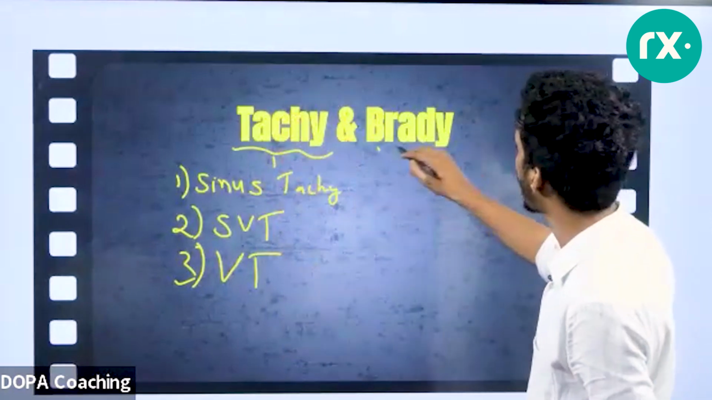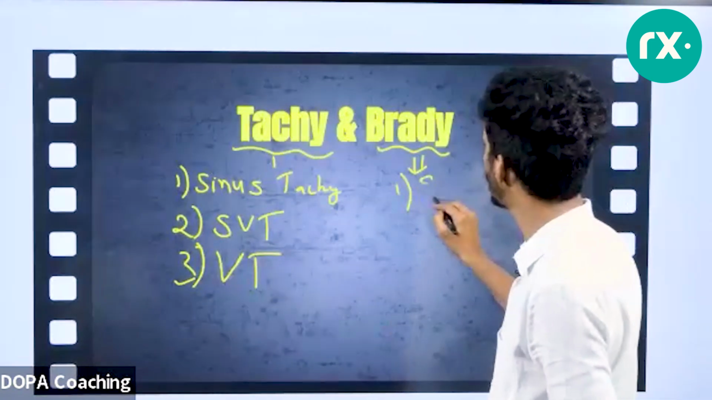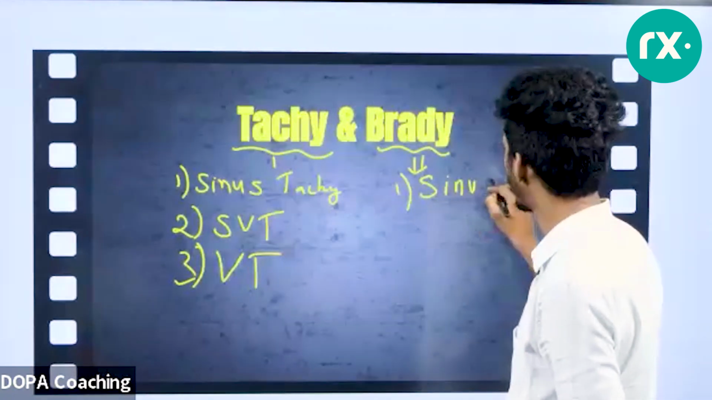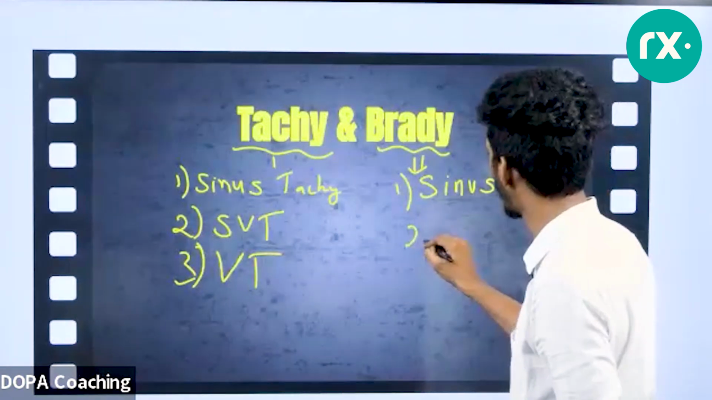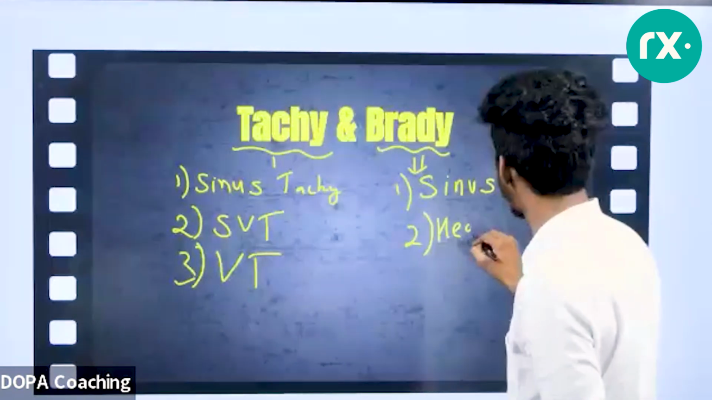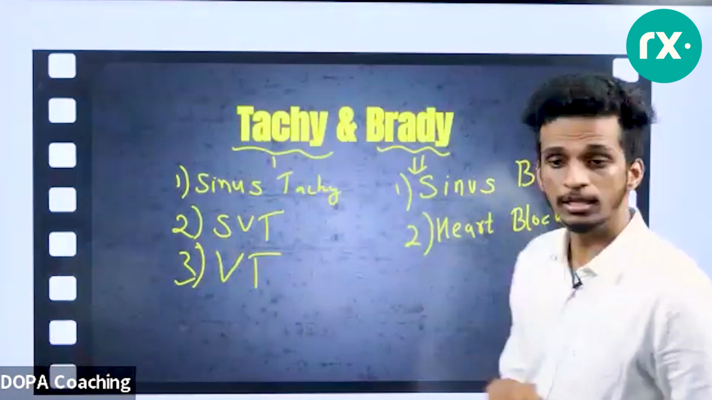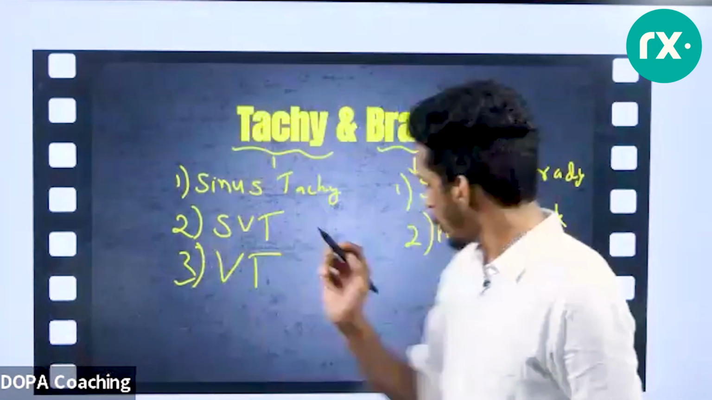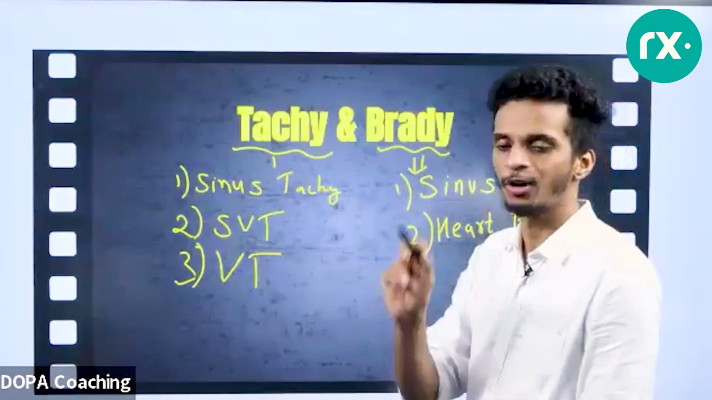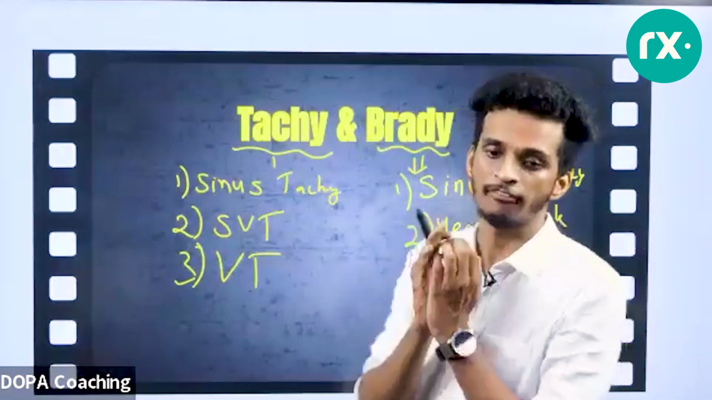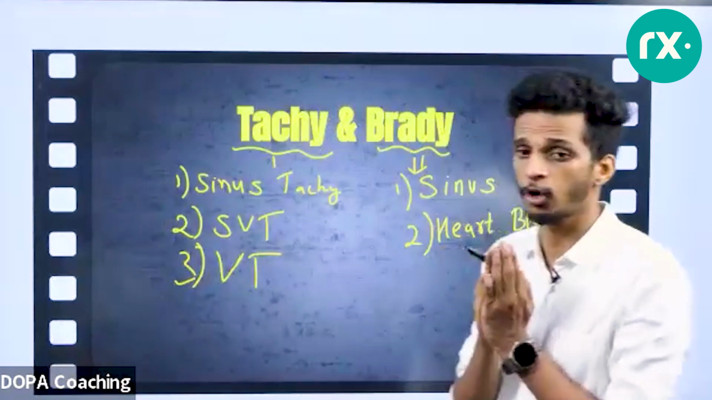And speaking of bradycardia, you can see it in many conditions, but usually you need to remember 2 conditions here. One is sinus brady, and the second one is heart block. Is it clear? Okay. Now, I already told you what sinus rhythm is. Sinus rhythm means every P wave is followed by a QRS.